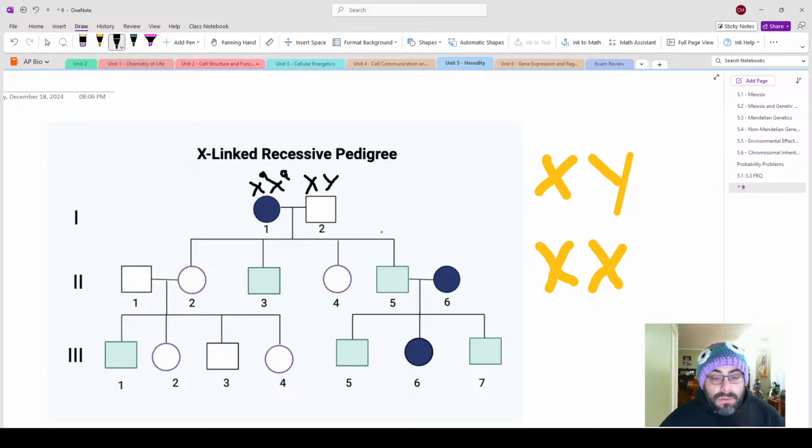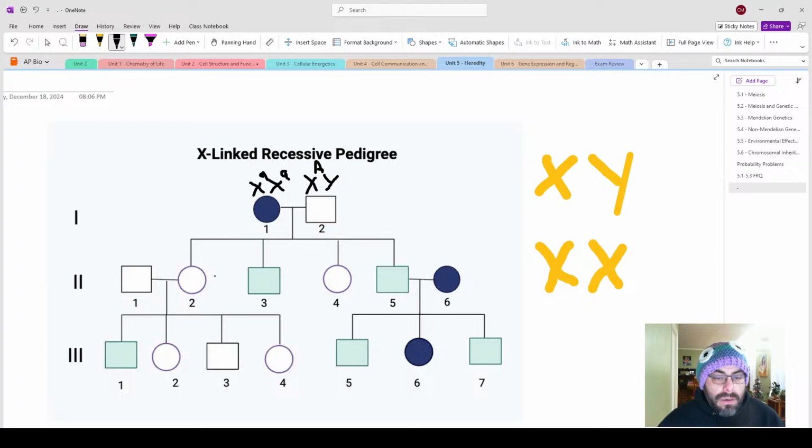And dad over here, or grandpa, I guess in this case, does not have the condition, and so he has the dominant allele. Why does he have the dominant allele? Because this is an X-linked recessive pedigree, and it's tracking a recessive condition. He doesn't have the condition, and so he has the dominant allele. And so these are the genotypes for this first group here. And we can know their children, right?